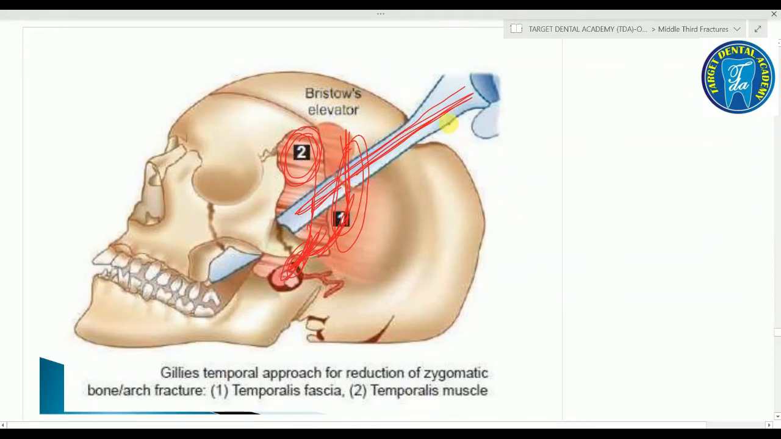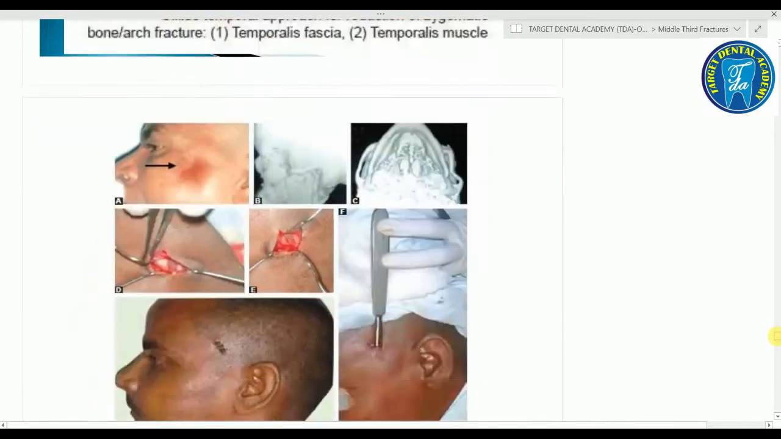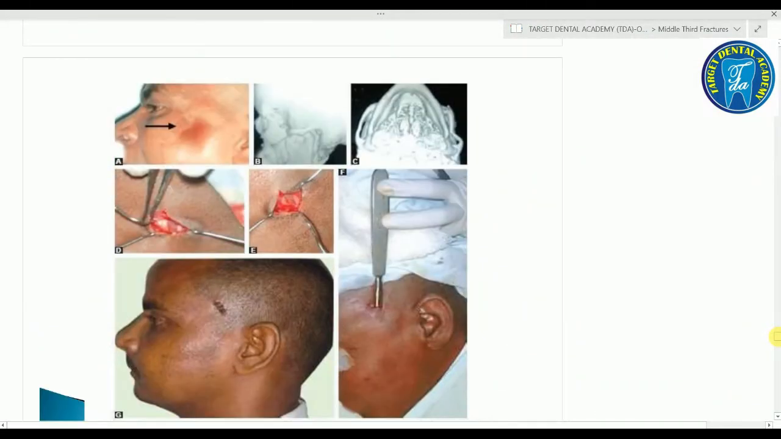So the Bristow's elevator, we insert this into the temporal region. Starting with this, number one, the hair is shaved from the temporal region of the scalp. The external auditory meatus is plugged with cotton. Why? To prevent any fluid or blood getting inside the external auditory meatus.